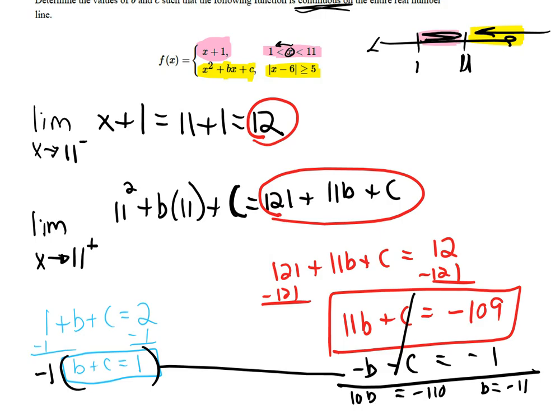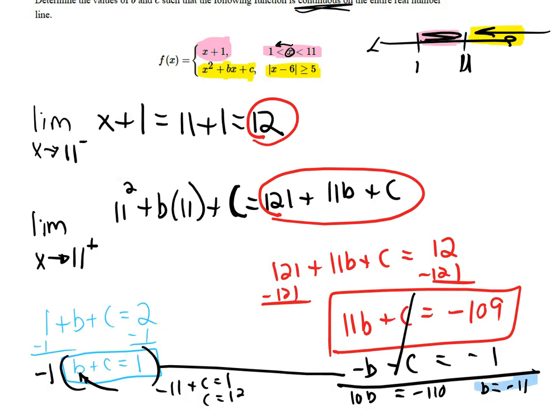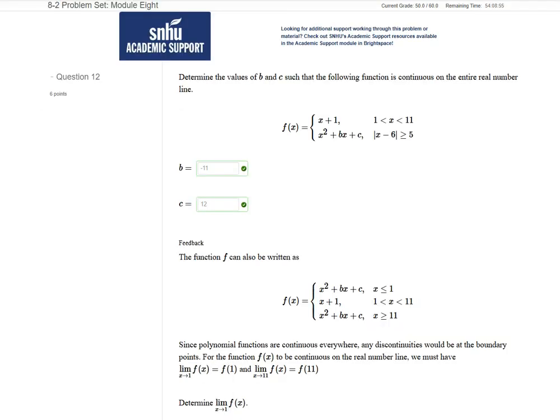And then I would come back over here to the blue one and stick negative 11 here and say negative 11 plus c equals 1. And I would add 11 to both sides, and I get 12. And there's my answers. B is negative 11, and C is 12. And I'm going to go back to Mobius, and I already typed those in. B is negative 11, and C is 12.